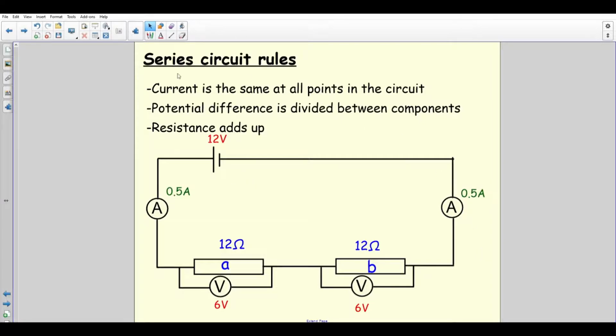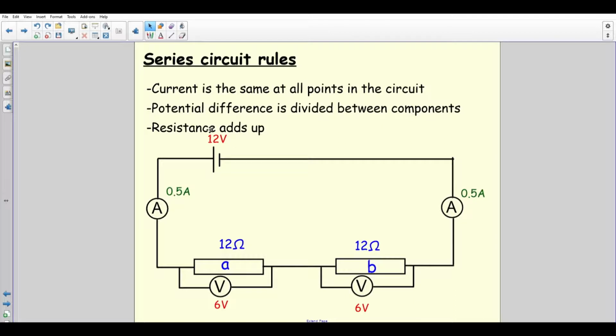So remembering these rules will really, really help you in terms of working things out. Because if you were asked, what is the current at this ammeter? You can work out, well, this has got to be the same, it's 0.5. If it said these two resistors are equal, what is the potential difference? Right, 12's got to split up equally, it's going to be 6 and 6. What is the total resistance? 12 add 12 is 24. Easy to do if you remember the rules. There's no difficult maths, nothing hard. It's just remembering the rules and applying them properly.